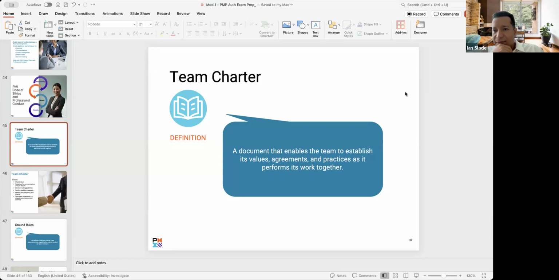but that's how they would frame the questions. Does that make sense? They're not just going to come out at you and say, what document enabled? So it's usually a scenario that they throw at you.